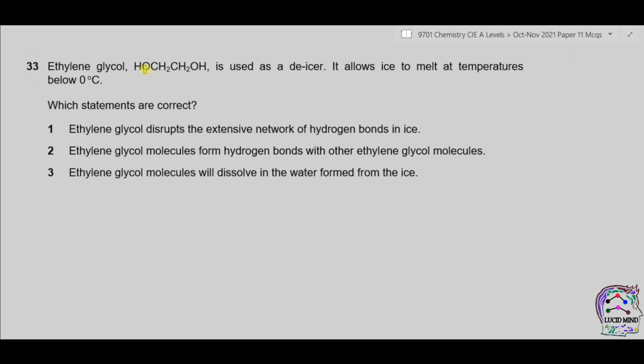Question 33. Ethylene glycol, we have CH2CH2 and two alcohol groups, is used as a de-icer. It allows ice to melt at temperatures below 0 degrees centigrade. Which statements are correct? According to the question, it means that it decreases the freezing temperature.